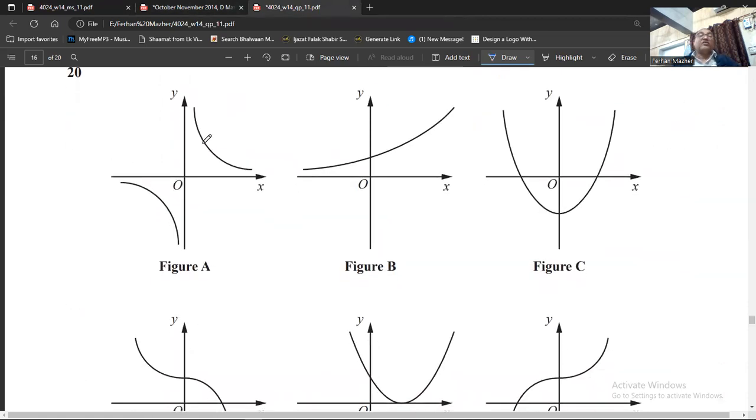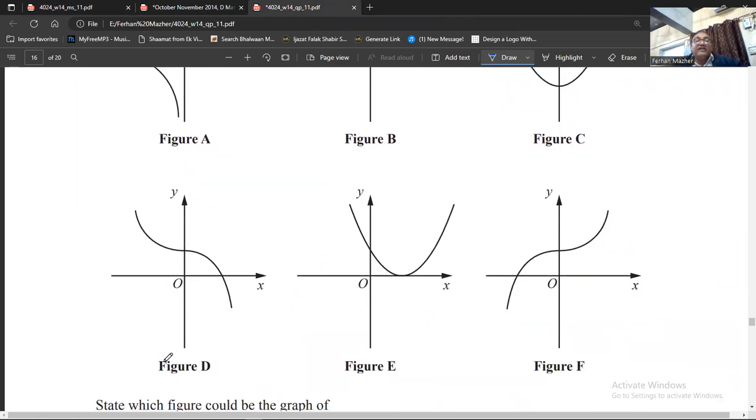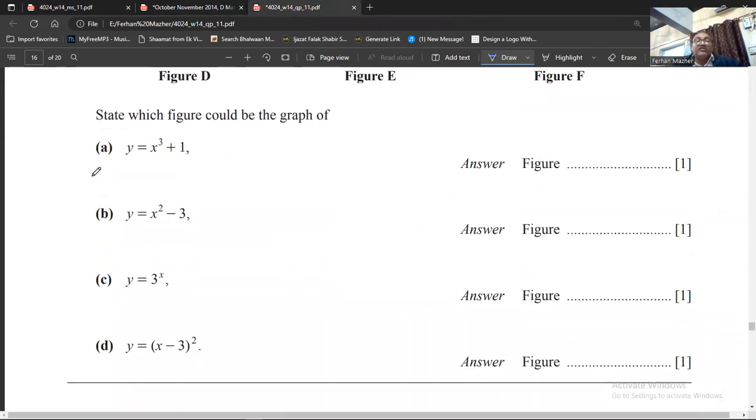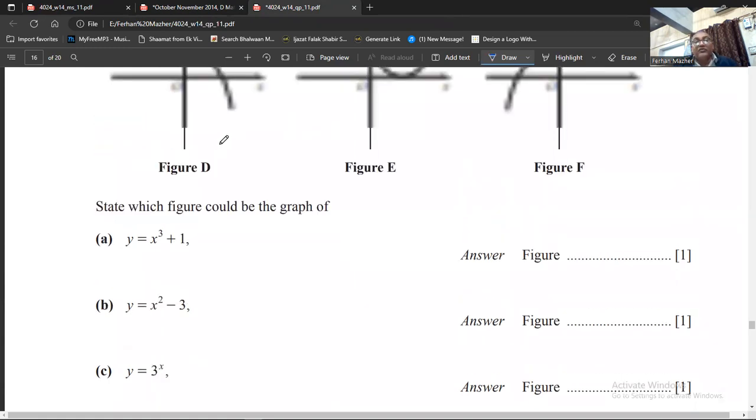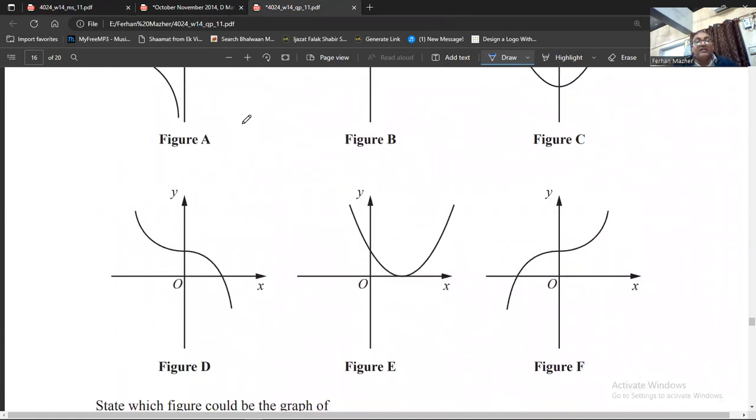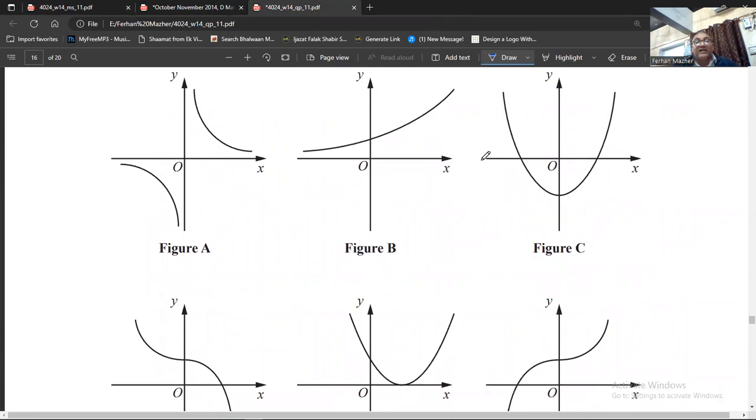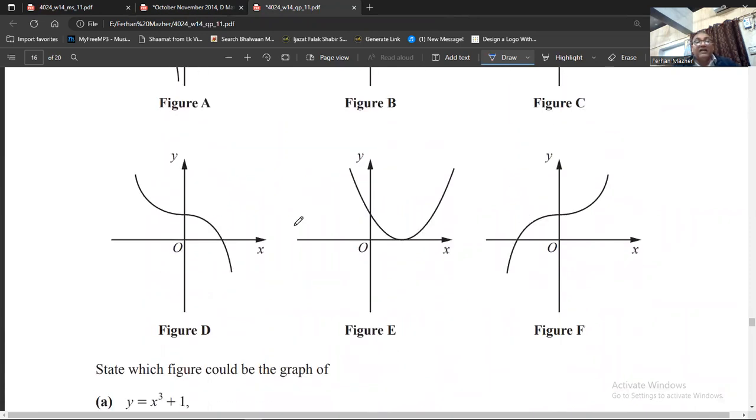Okay, now we are going to question number 20. It shows figure A, figure B, figure C, figure D, figure E, figure F. The question is, state which figure could be the graph of y equals x cubed plus 1. So it's a cubic graph. The cubic graphs are this one and this one.